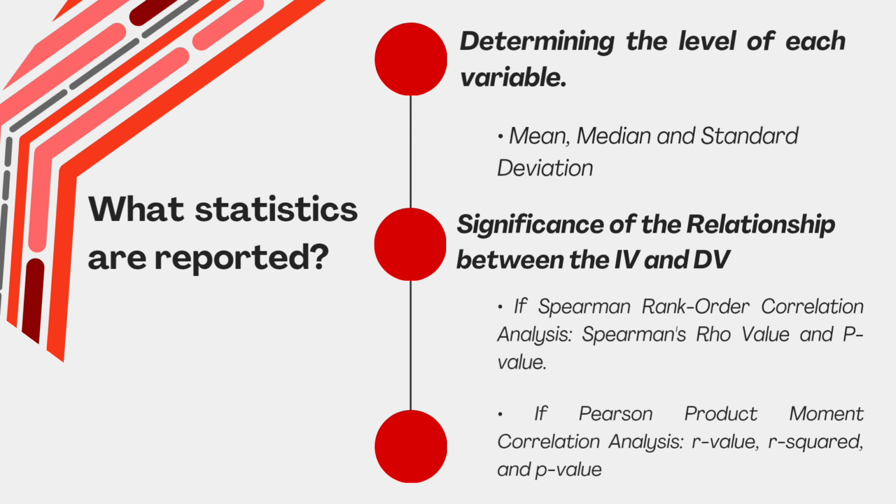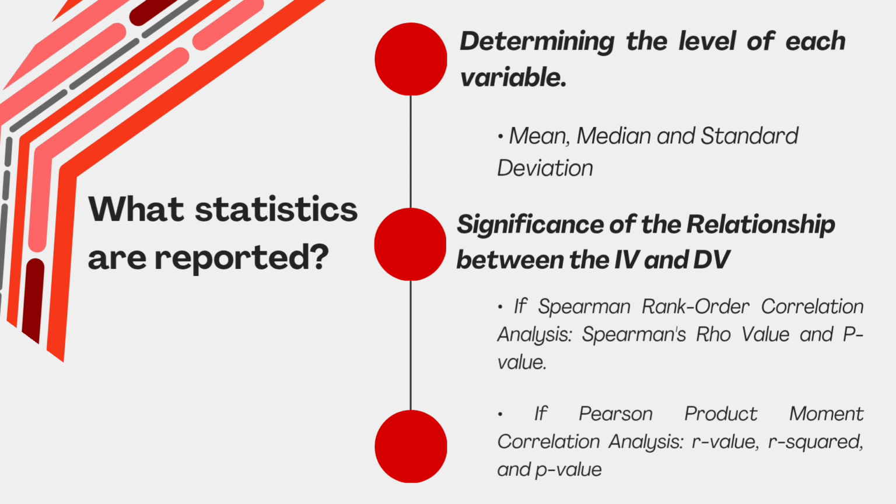Second, p-value. This tells if the correlation is statistically significant. It has two rules. First, when p is lesser than 0.05, this means a significant correlation. But if the p is greater than 0.05, this means that it is not significant.